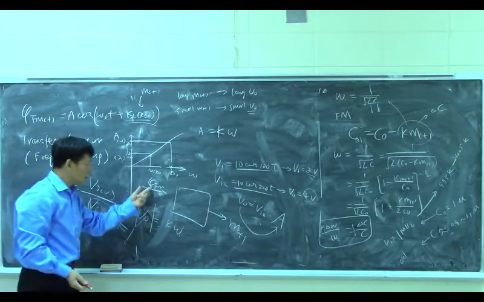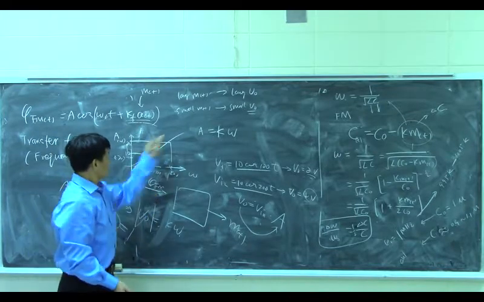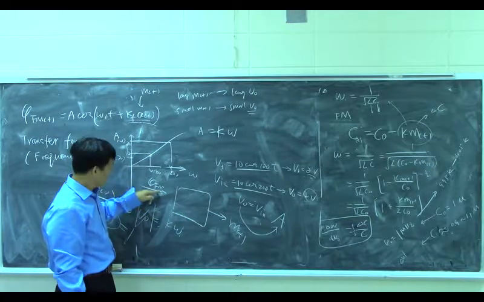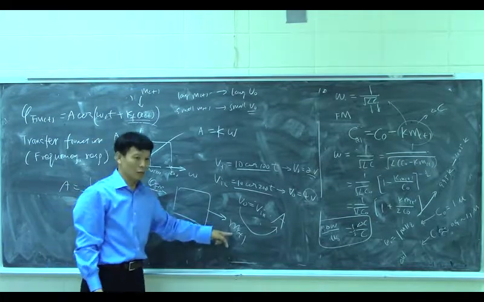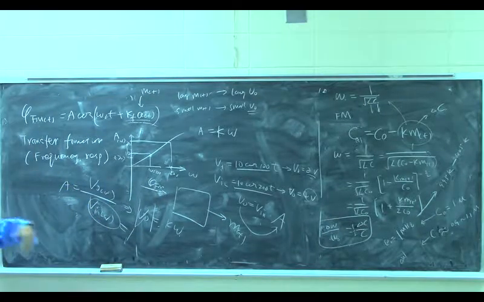Because when m(t) is larger, this frequency will be large, and this output will be large. If m(t) is small, your frequency is small, then the output is small. So this one actually is the baseband amplitude. So that is our theory.